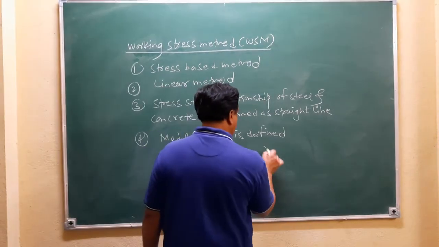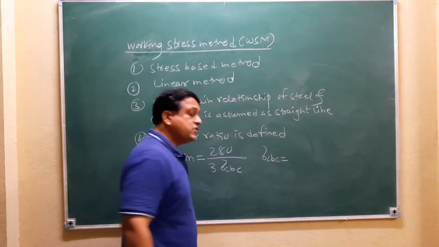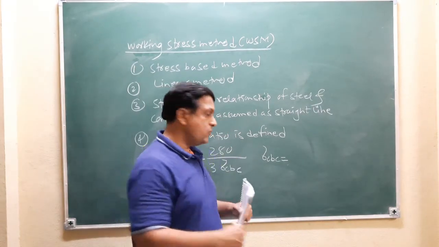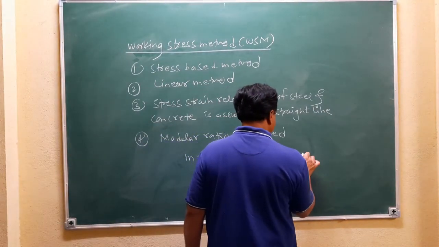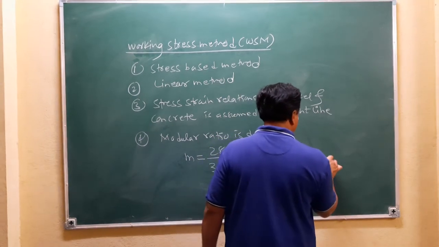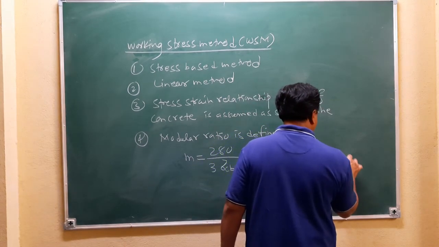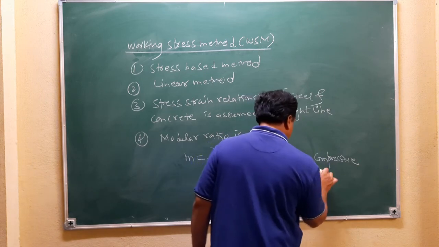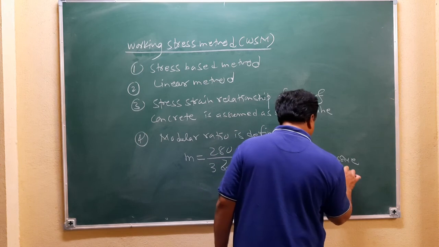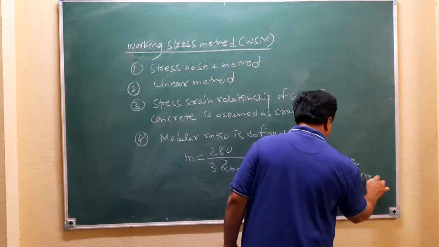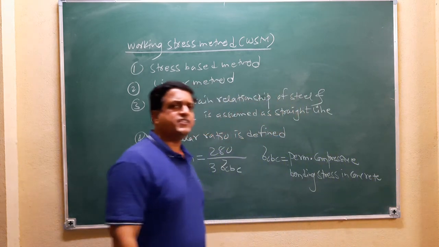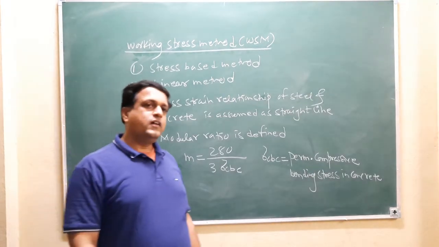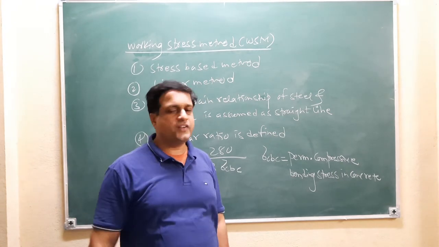Now what is the sigma CBC? This is the permissible compressive bending stress in concrete. Because all stresses are defined in this method, it is called a stress based method.